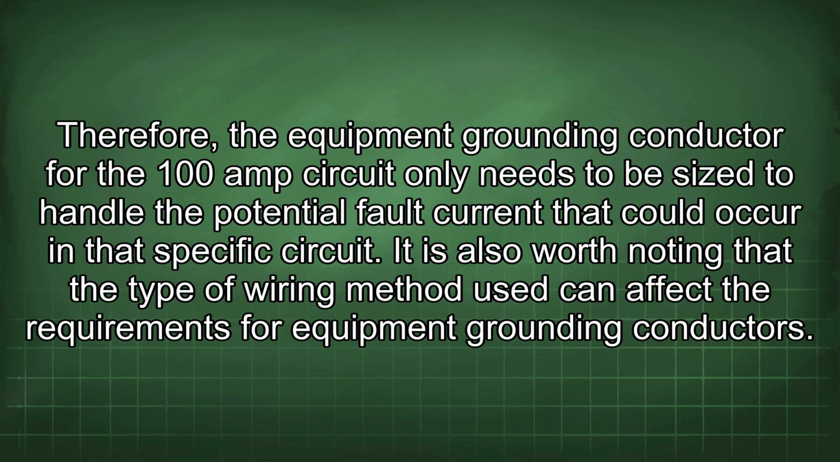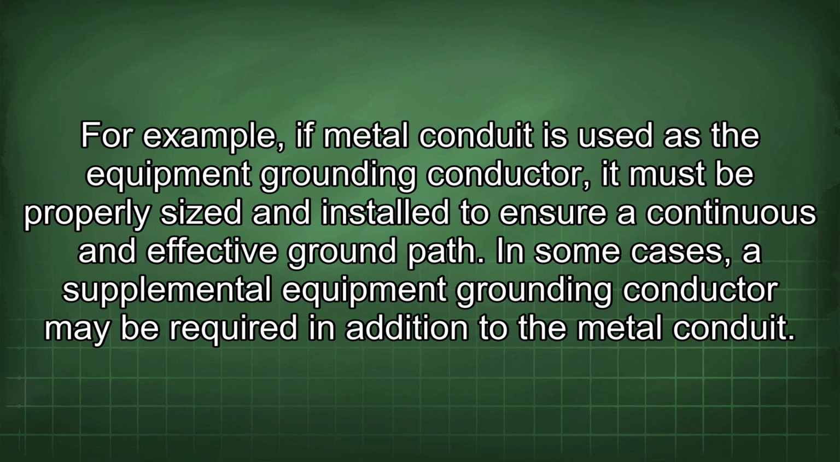Therefore, the equipment grounding conductor for the 100 amp circuit only needs to be sized to handle the potential fault current that could occur in that specific circuit. It is also worth noting that the type of wiring method used can affect the requirements for equipment grounding conductors. For example, if metal conduit is used as the equipment grounding conductor, it must be properly sized and installed to ensure a continuous and effective ground path. In some cases, a supplemental equipment grounding conductor may be required in addition to the metal conduit.